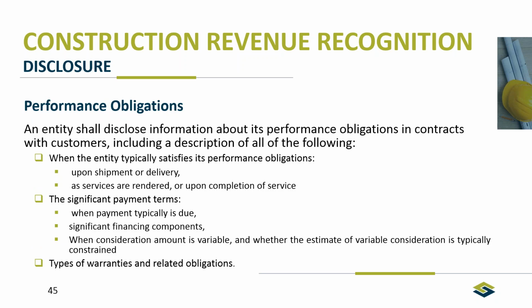We talked about performance obligations, but basically companies are going to have to disclose information about each of these performance obligations and talk about a couple different things. One, companies are going to have to disclose how the performance obligation is satisfied. Is it satisfied based on shipment or delivery of the product, as the service is rendered, or upon completion of the service? If there are significant payment terms that warrant disclosure, when is payment typically due? Are there significant financing components involved in the contract? And if there's variable consideration, how that factors into the contract.